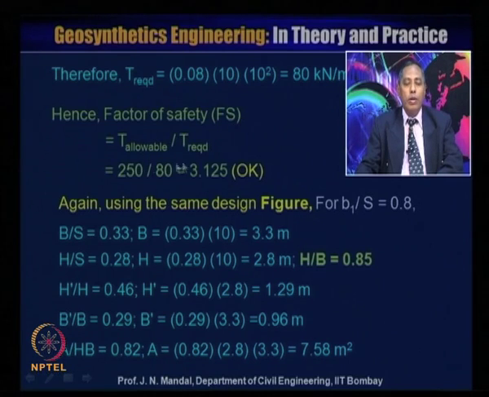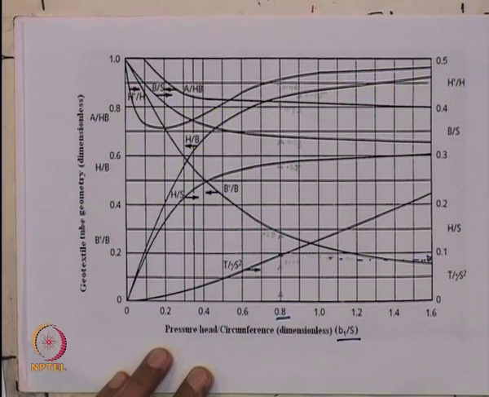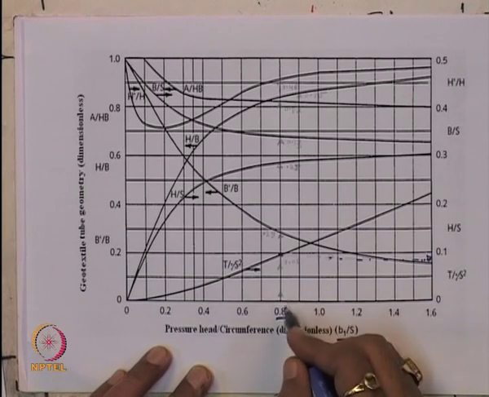Hence the factor of safety will be equal to T allowable by T required, that means 250, which is the T allowable given, divided by the T required 80, that means 3.125, which is okay. Again, using the same design figure for B1 by S equal to 0.8, you can calculate. For example, B by S is 0.33.